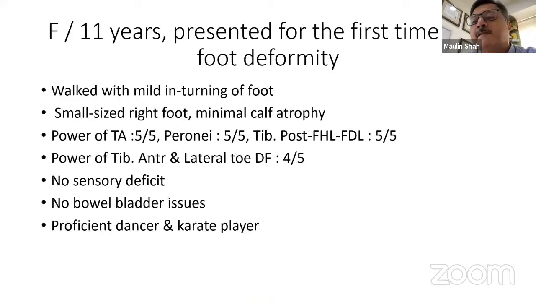So we had this 11-year-old girl. She presented to our OPD for the first time with a foot deformity, and she walked with mild in-toeing of the foot and a small-sized right foot with minimal calf atrophy. The power of tendo Achilles and peronei were 5/5, and tibialis posterior, FHL and FDL were also 5/5. Tibialis anterior and lateral toe dorsiflexors were 4/5. She didn't have any sensory deficit and no bladder or bowel issues. And she was a proficient dancer and a karate player.